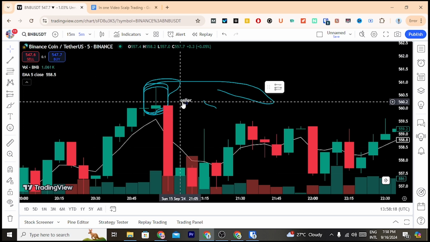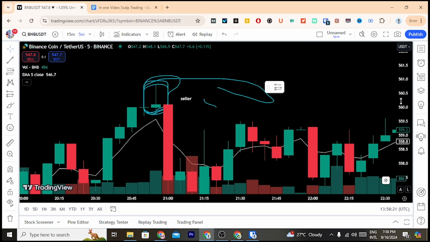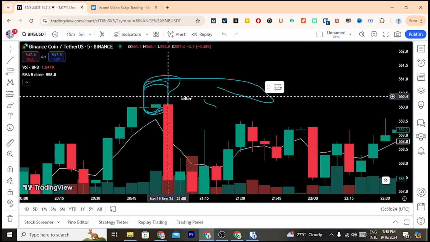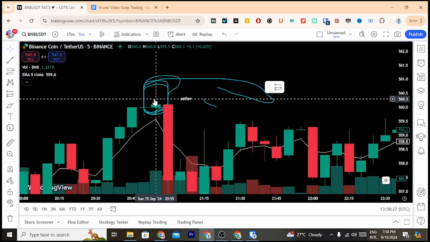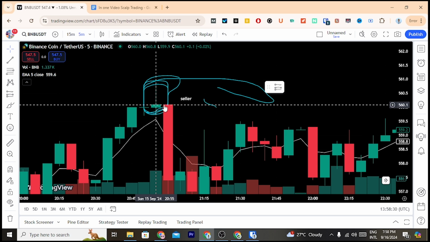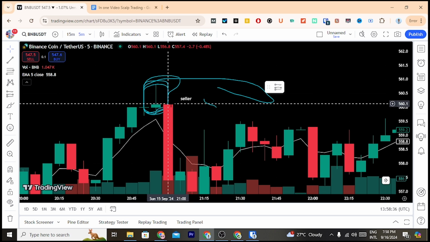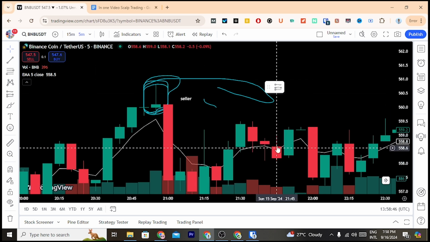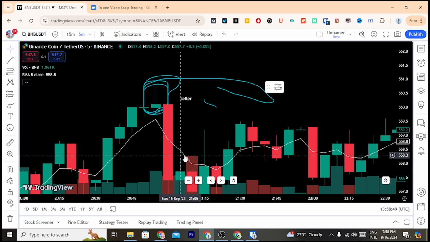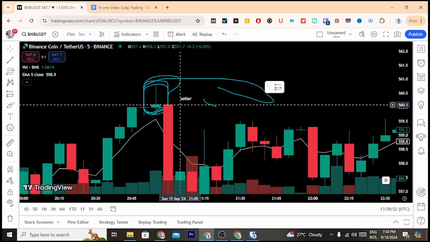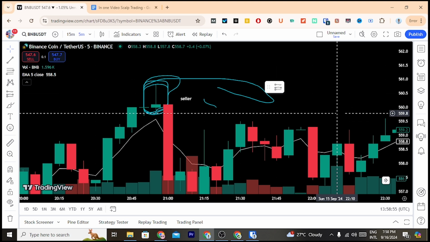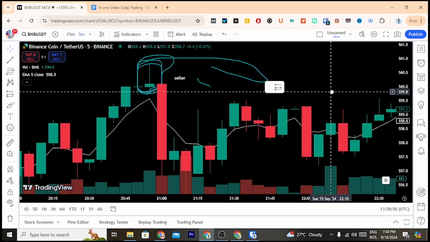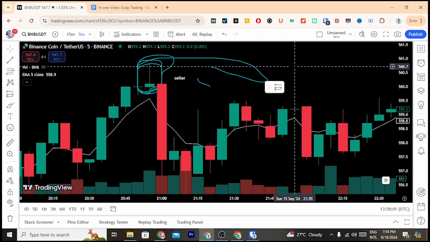Now how do you enter as a seller? You have to watch for when the price does not touch the white line after the green candle. If it starts a red candle, from here you can enter as a seller. Because the market always wants to stay within the white range of this indicator, because it's an average market. The market always wants to stay with the average.